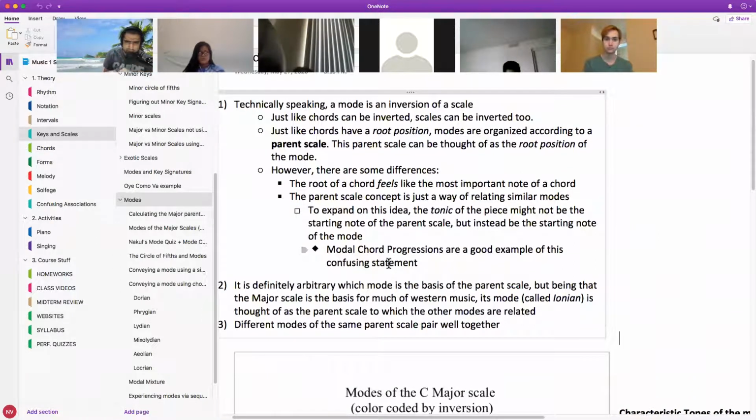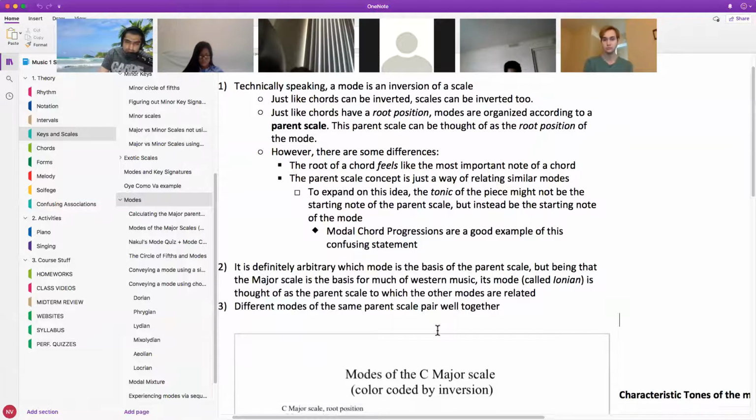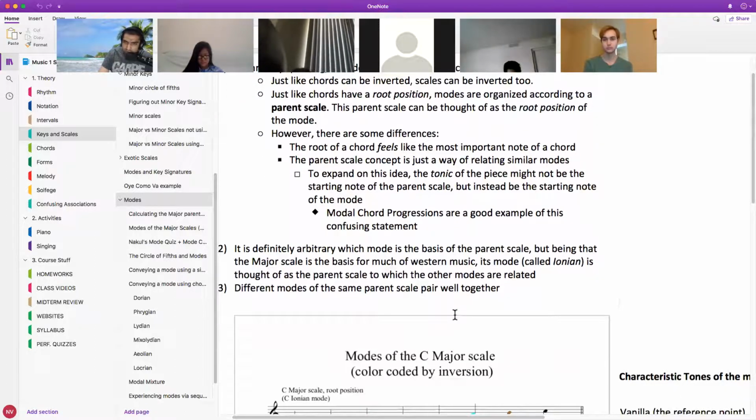I guess I'll back up and say a couple of things, just to recap. To reiterate, scales can be inverted just like chords. And just like chords have a root position, modes can be organized according to a parent scale. Okay? And the parent scale can be thought of as the root position of the mode. But there are some differences. The root of a chord feels like the most important note of a chord, whereas the parent scale concept is just a way of relating similar modes.